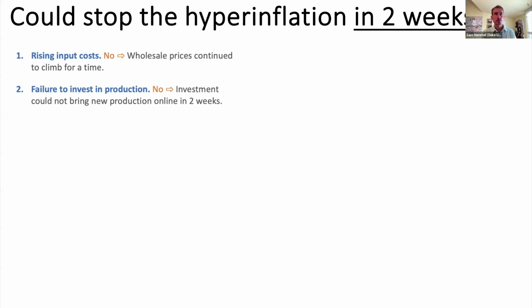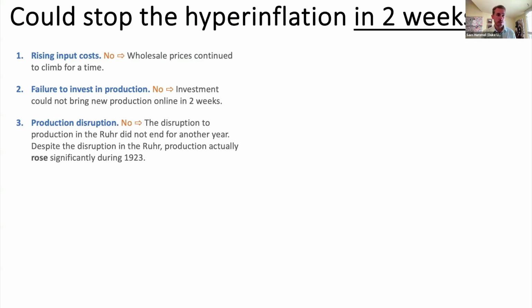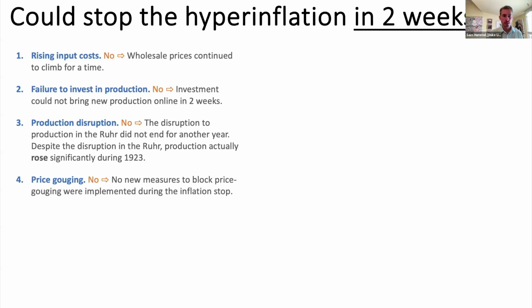Failure to invest in production, like, no, there's no way an increase in production investment could have changed the situation in 2 weeks. A production disruption. Lots of people will say, you'll see things written like, oh, France's and Belgium's invasion of the industrial region of Germany called the Ruhr in early 1923, I believe it was, caused the hyperinflation. Well, first of all, there's lots of historians that disagree with that perspective. But secondly, production in Germany actually continued to climb despite that in 1923, and the Ruhr occupation continued well through 1924 when the hyperinflation had ended at the end of 1923. So this just doesn't explain it.